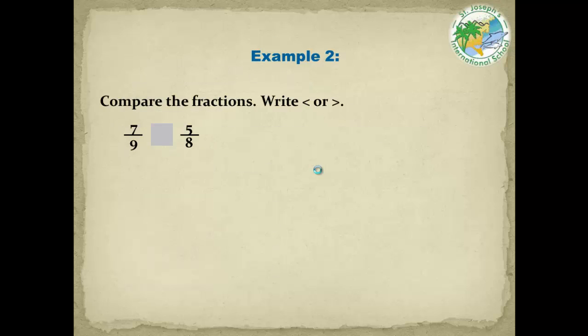We studied this lesson before. Compare the fractions, write less than or more than: 7 over 9 and 5 over 8. Now we have equal numerator? Of course no. Equal denominator? Of course no. Then, which step are we using?